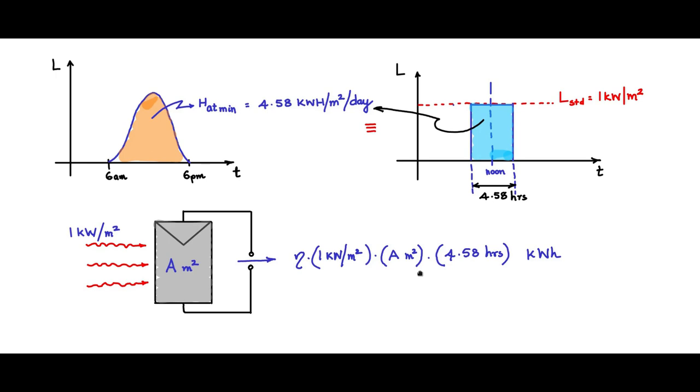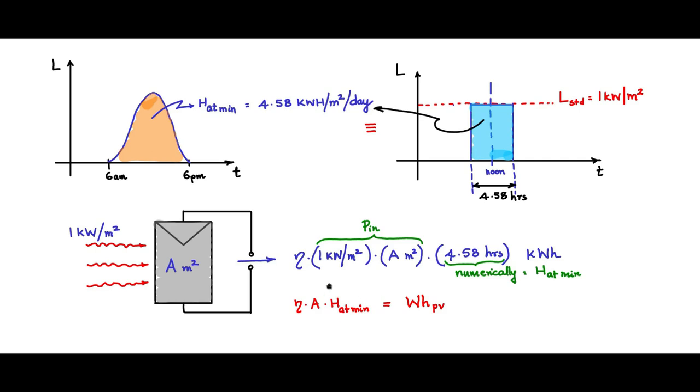So in more generic terms, let us say, now this is P in. 1 kilowatt per meter square into the area will give you the power input, and this is numerically equal to HAT minimum. So generalizing, we will say efficiency into 1, then into A into HAT minimum is equal to watt hour PV.